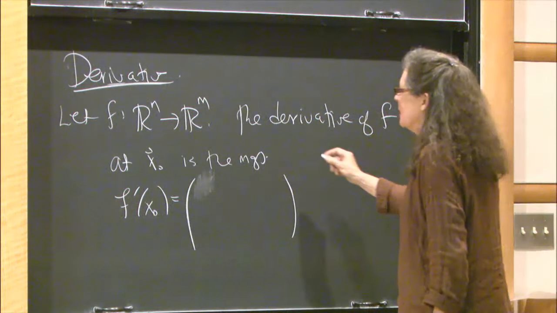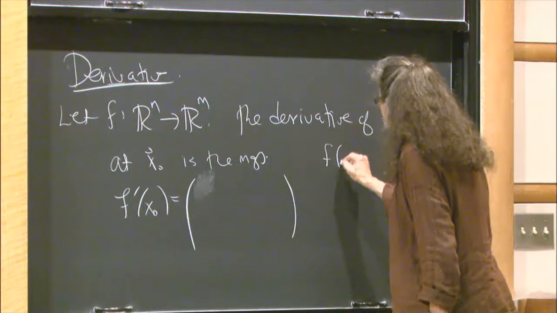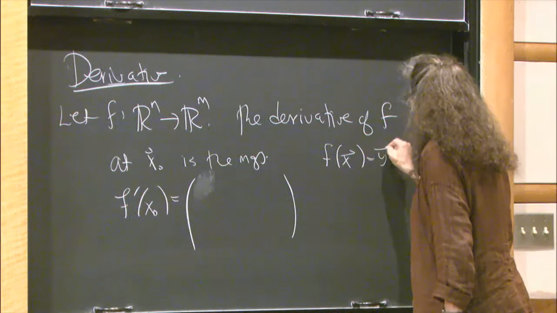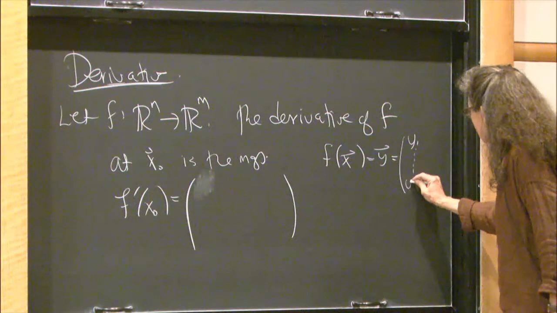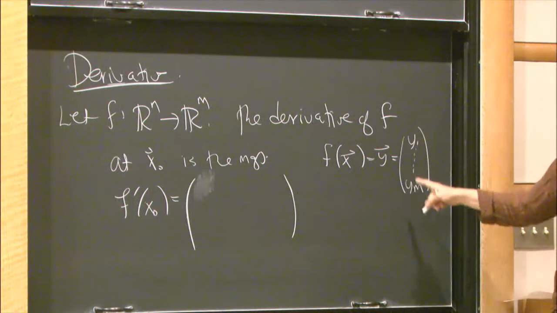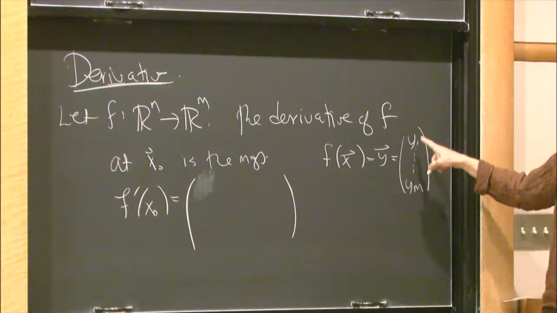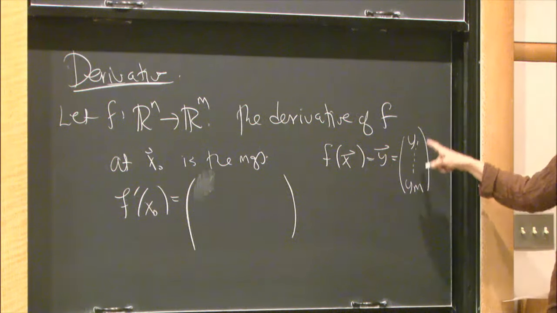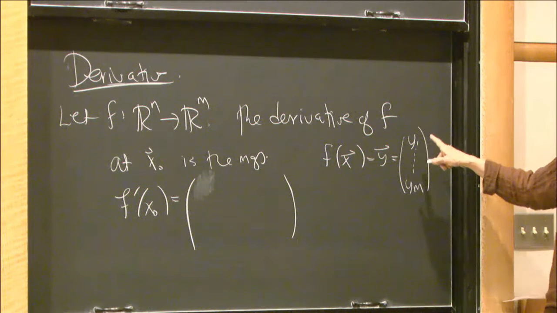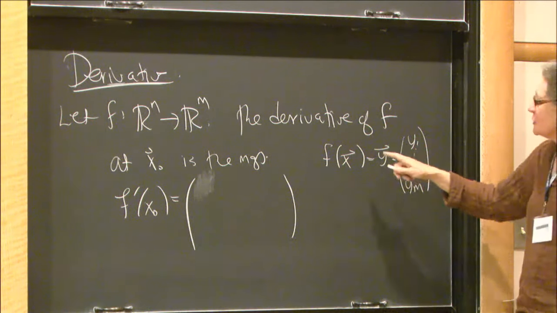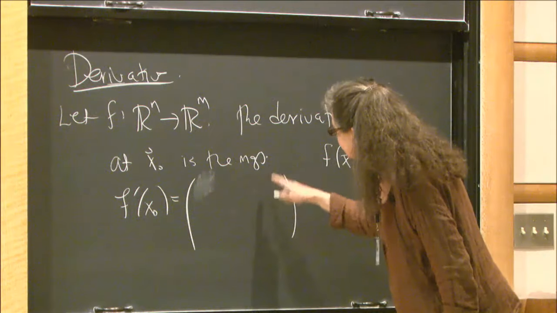Here's how we remember it, right? So f of x is going to be y, and in this case, y is going to be y1 through ym. So this is the value of the function. So we take this column vector and we differentiate it with respect to each of the domain variables.